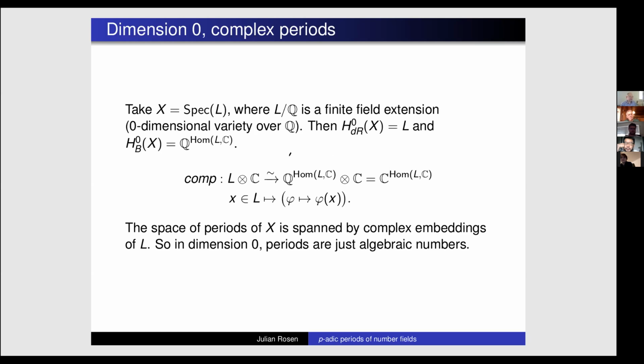Okay, and you can write down this comparison map. It looks like this, and you sort through the definition, and it really just comes out that the complex periods of Spec L are spanned by the complex images of L under all the embeddings. So one really does get a space of algebraic complex numbers as periods of a 0-dimensional variety.